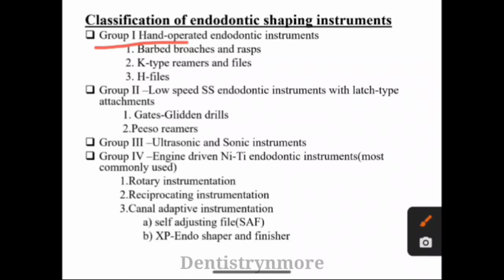And group 2, that is low speed SS endodontic instruments with latch type attachment. It includes peeso reamers and also Gates Glidden drills. And group 3 consists of sonic and ultrasonic instruments, and group 4, that is engine driven nickel titanium endodontic instruments. It's the most commonly used one, that includes rotary instrumentation, reciprocating instrumentation, and canal adaptive instrumentation.